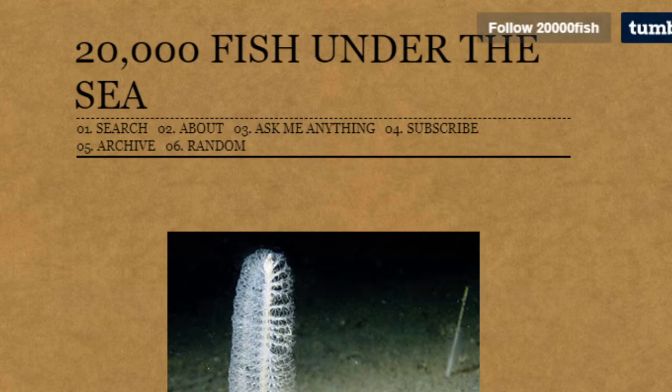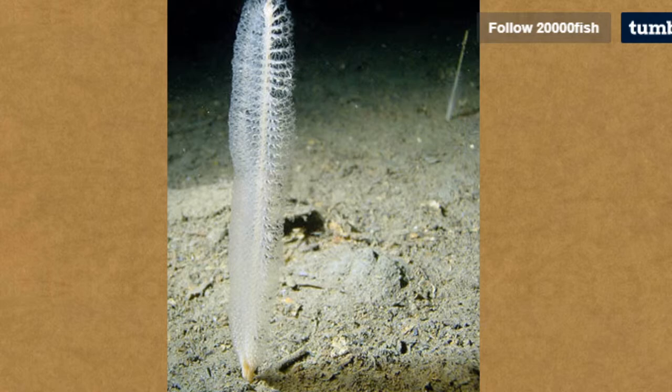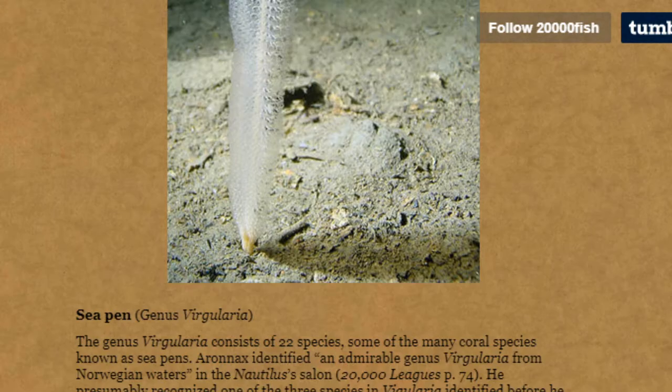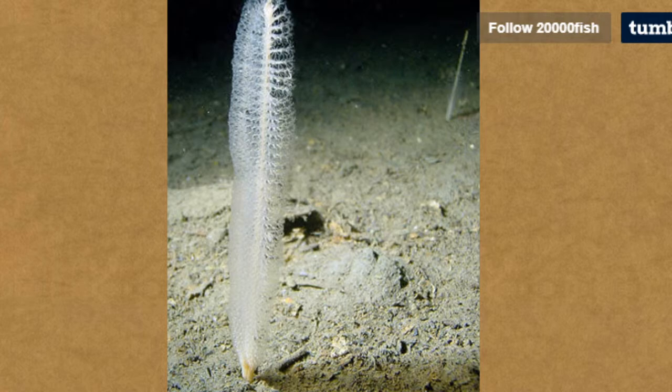Here we go. So if you want to look at this blog yourself, just go to Tumblr, and the title is 20,000 Fish Under the Sea. But we're going to go through some of the fish and marine life that they mention. So the first is this really interesting looking animal. Let's read about it. This is known as a sea pen. You can see that there is a description with each. I'll read the description while y'all can look at the actual picture.